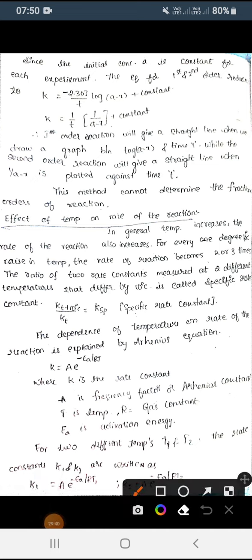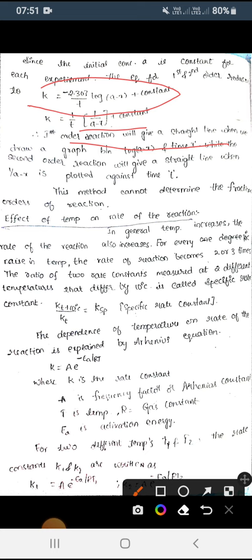By applying log for first order and second order, these are the equations we are going to get. The first order will give a straight line when you draw a graph with time t, and the second order will give a straight line with concentration. So next one, effect of temperature on rate of reaction.